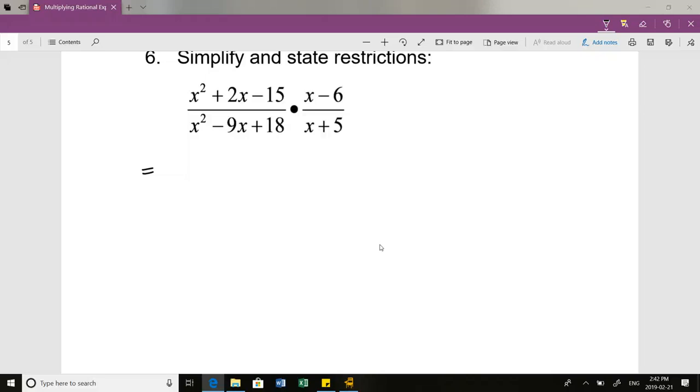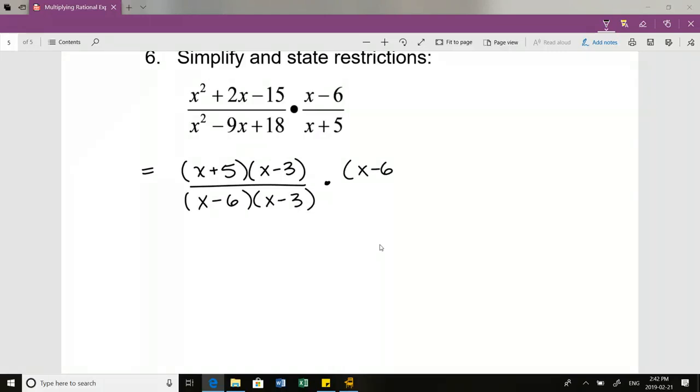X plus 5, x minus 3. Good. Positive 5, negative 3. 2 things that multiply to 18 and add to negative 9. Negative 6 and negative 3. Okay. And again, like I said, I like to just throw brackets around these binomial expressions here, just so I remember not to cancel individual parts of those.